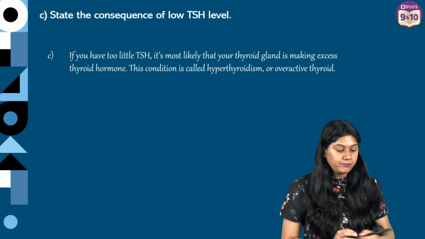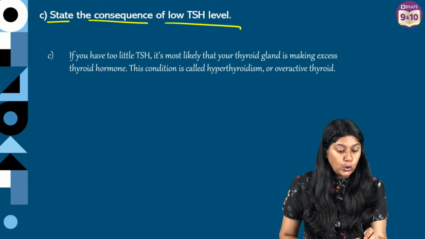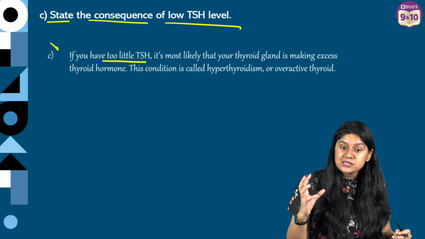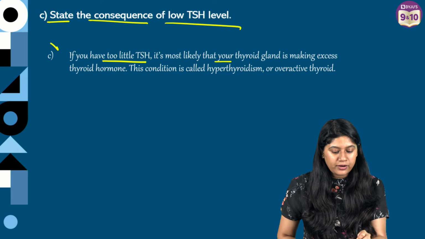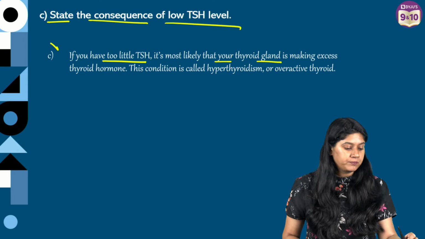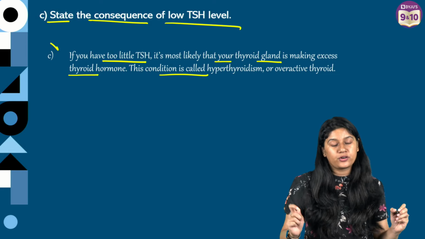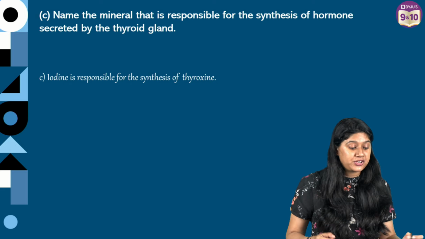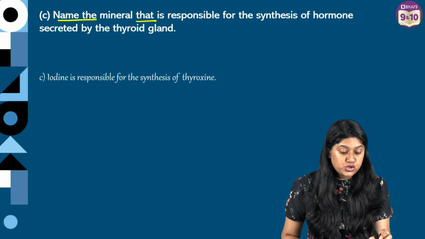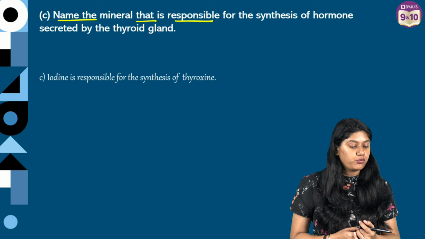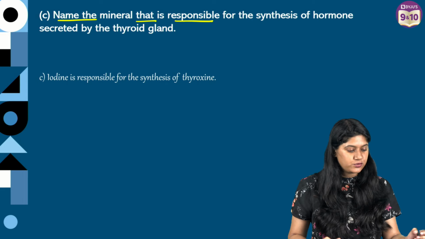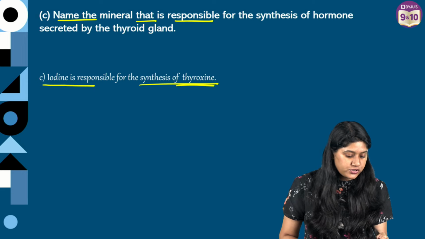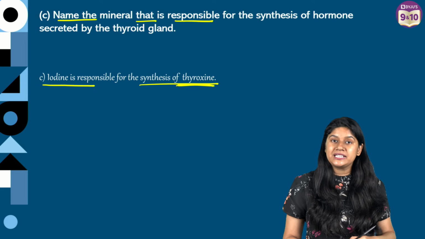Question number C, we have to state the consequences of the low TSH level. If the person has a very small amount of TSH, it is more likely that the thyroid gland is making an excessive amount of thyroid hormone. This condition is called hyperthyroidism or overactive thyroid. In the last part of this question, we have to name the mineral that is responsible for the synthesis of hormones secreted by the thyroid gland, and it's very easy. Iodine is responsible for the secretion of thyroxine. Thyroxine is a very important hormone which is secreted by the thyroid gland.